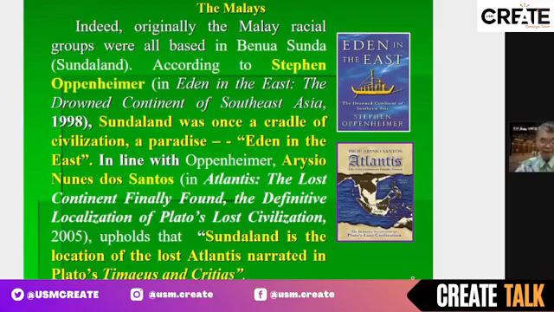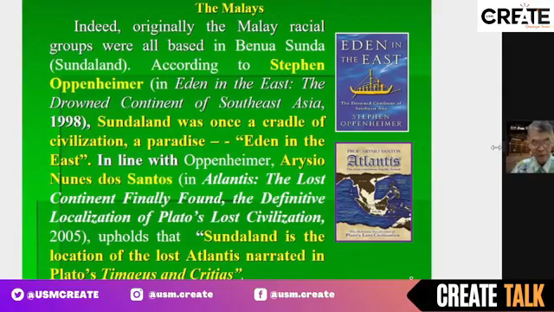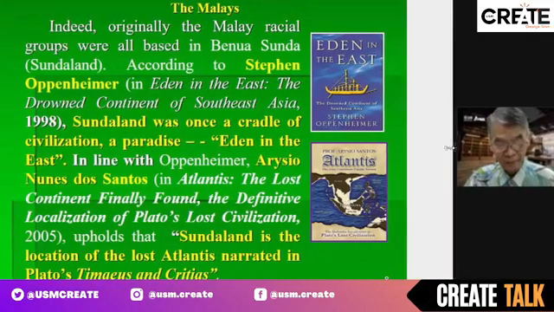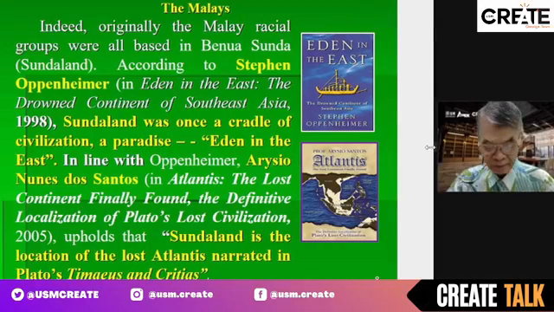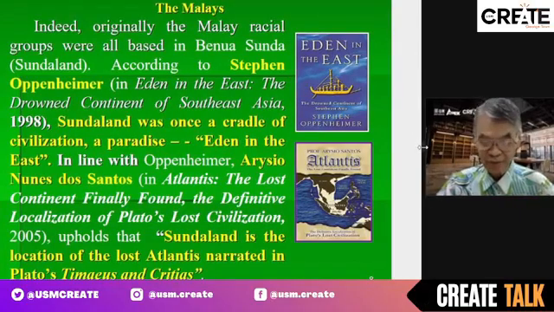Now, yes, indeed, originally the Malay racial groups were all based in Benua Sunda or Sundaland, sometimes referred to as Sunda platform. According to Oppenheimer, in his book, Sundaland was once a cradle of civilization, a paradise. He, in fact, used the term a paradise. There is Eden in the east. He was stressing on it. He said, yes, here was Eden in the east.